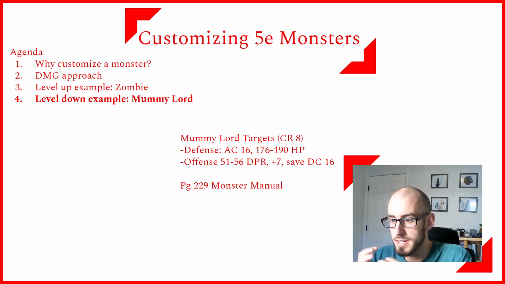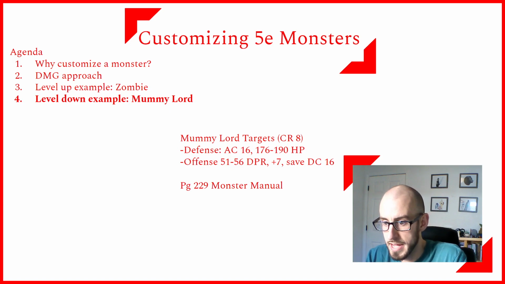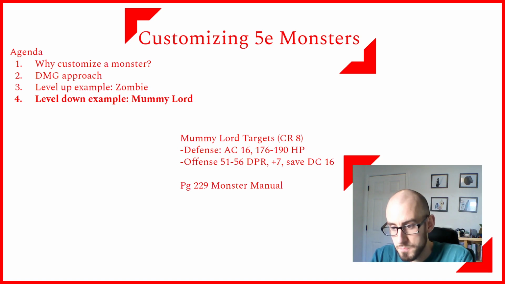We're going to talk about leveling down a Mummy Lord for our party of 4 5th level characters. And again, we were targeting a challenge rating of 8, so our thresholds there for the armor class of the Mummy Lord is 16 with 176 to 190 hit points, and our offensive goals are 51 to 56 damage per round with a +7 to hit and a save DC of 16 for their spells.